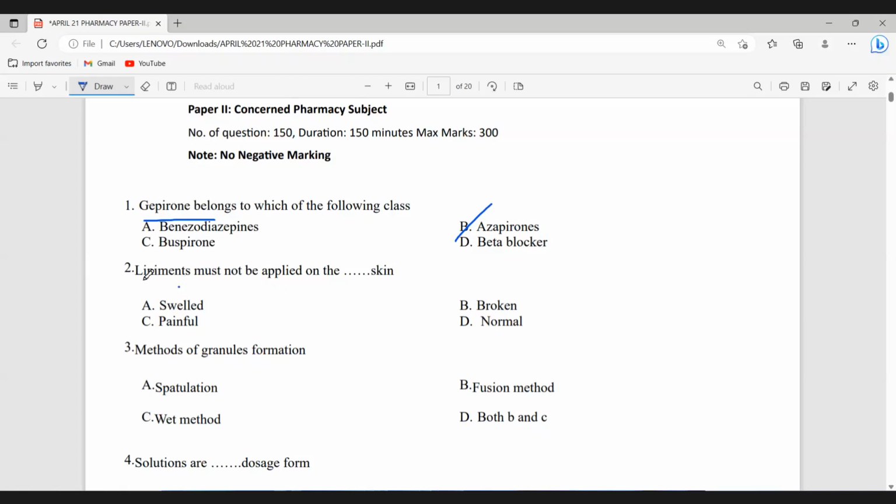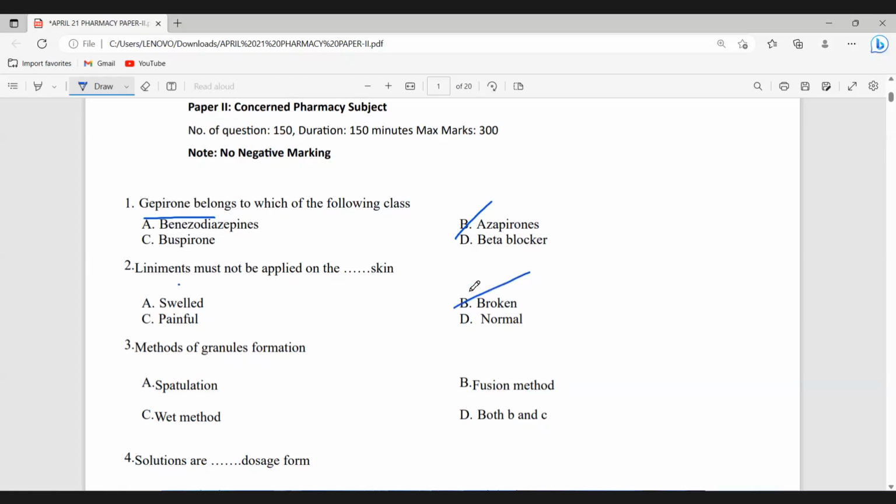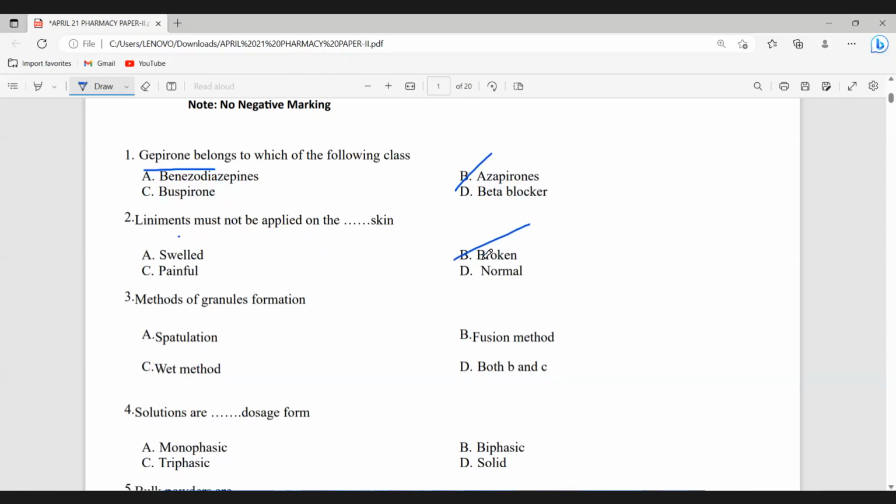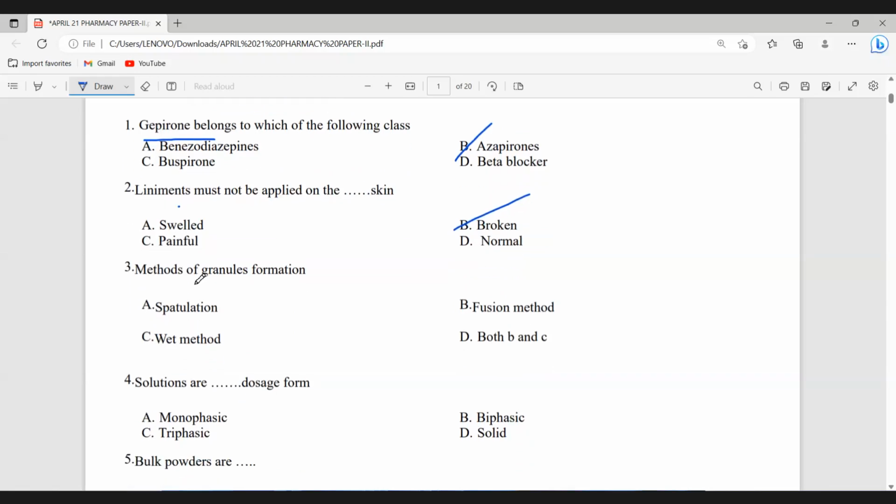Then coming on to the second question, liniments must not be applied on, we should not apply on broken skin. These azapirones will show two different kinds of action. At the presynaptic region, it will show agonistic action, and at the postsynaptic region, it will show partial agonistic action at the 5-HT1A receptor.